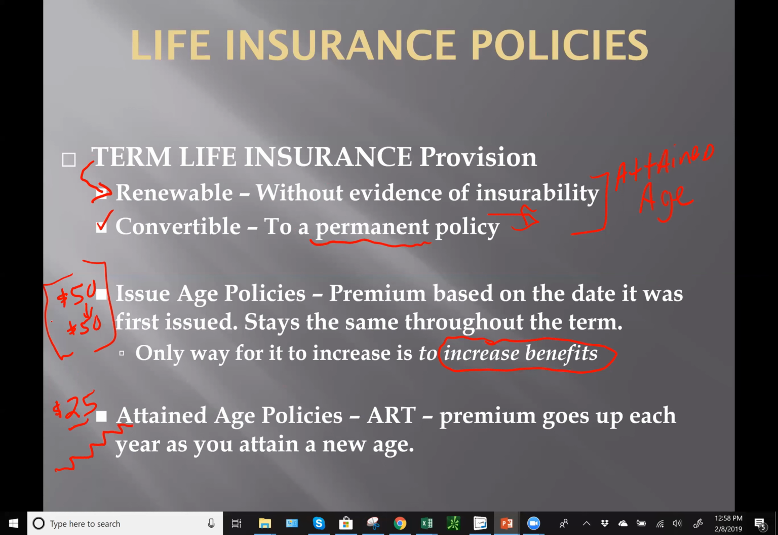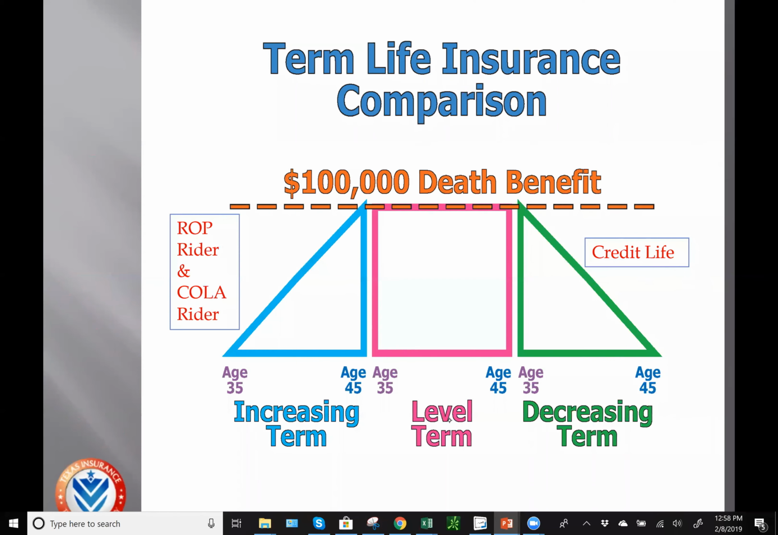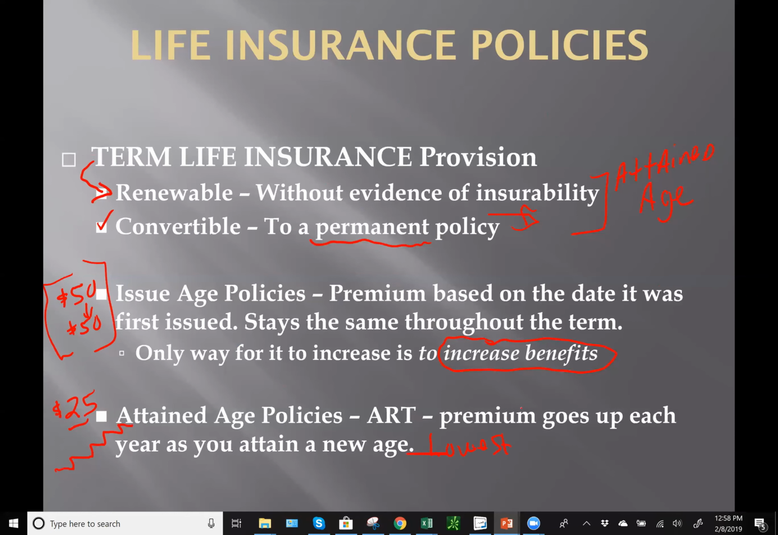So make sure you know for your test that an attained age policy, or annually renewable term, is going to have the lowest first year premium. Okay, so on a term policy, the lowest first year premium is going to be in annually renewable term insurance.